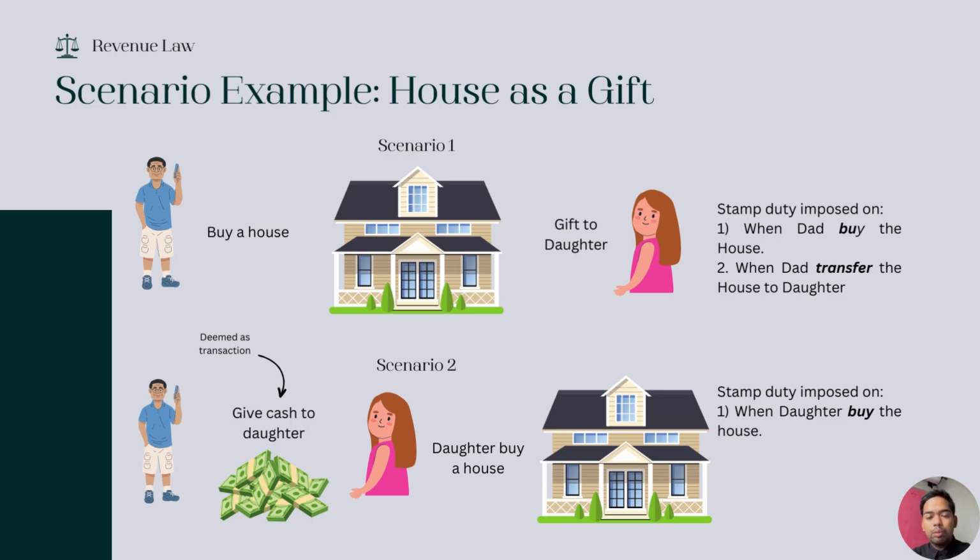So this situation means that when the dad buys a house, it will involve banks, and then the instrument of transfer will be imposed from the bank to the dad, meaning that there will be a transfer of the names for the house. The second one will be imposed when the dad transfers the house to the daughter.